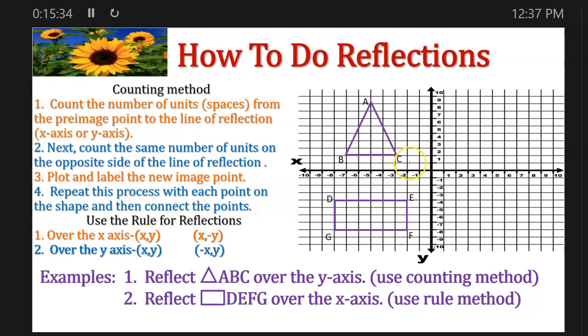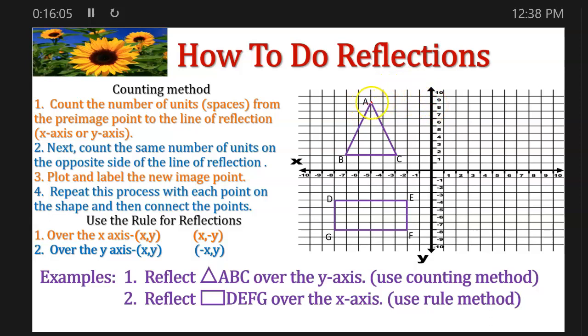So what they're saying to do is they're asking us down here to reflect triangle ABC over the y-axis and use the counting method. Okay, so we're going to use this first method to reflect this triangle over the y-axis, which is this line right here. Now to do that, we're going to take each point that's on our shape and count how many spaces it is from that point to our line of reflection.